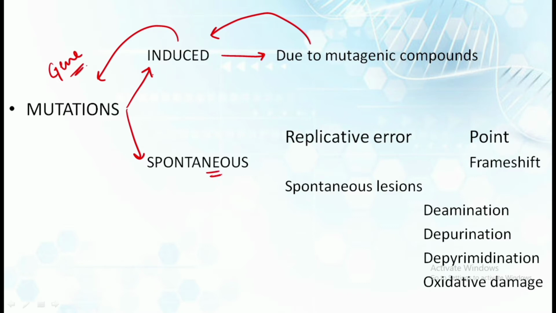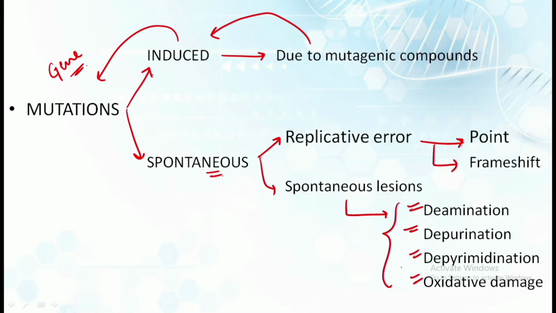The second one is the spontaneous mutation, that is, they occur on the spot, and these spontaneous mutations could occur either by replicative errors or because of spontaneous lesions. The replicative error could occur either because of a point mutation or a frameshift mutation. We'll understand about them in detail in subsequent slides. And the spontaneous lesions could occur by deamination, depurination, depyrimidination and oxidative damage. Let's understand each one of them in complete detail.